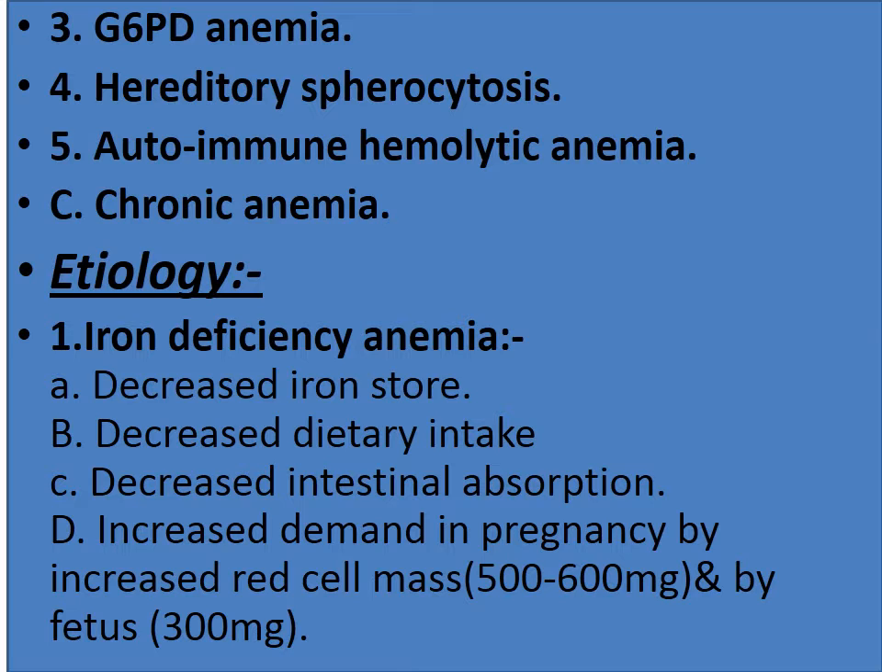Now we come to know the etiology of each type of such mentioned anemias. Iron deficiency anemia is caused by decreased iron store, decreased dietary intake, decreased intestinal absorption, and increased demand in pregnancy by the increase in red cell mass, so it needs 500 to 600 milligram of iron, and by the fetus 300 milligram.